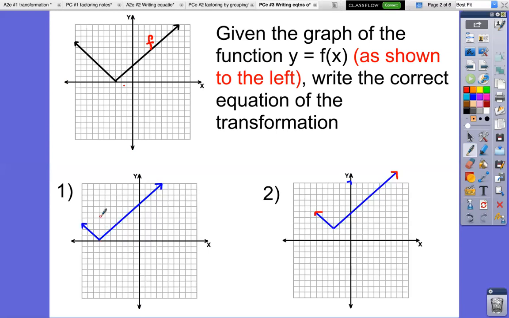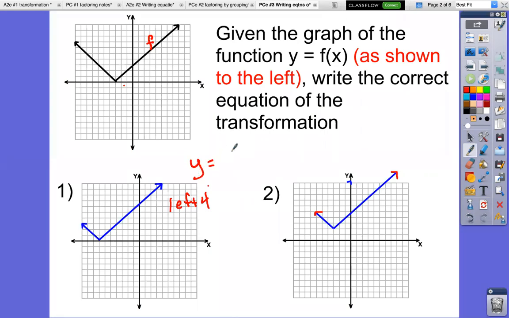So real quick, Gabe, if this top one is y equals f of x, and this looks like this moved just left 4, does moving left to right affect the x value or the y value? X. It affects the x value.